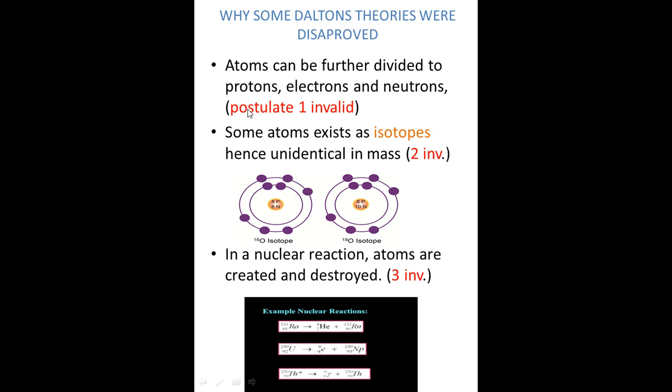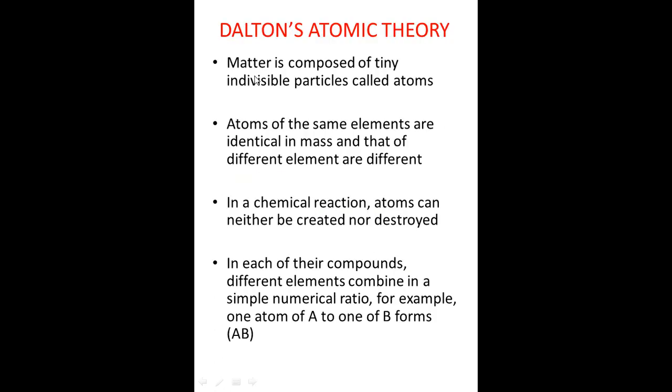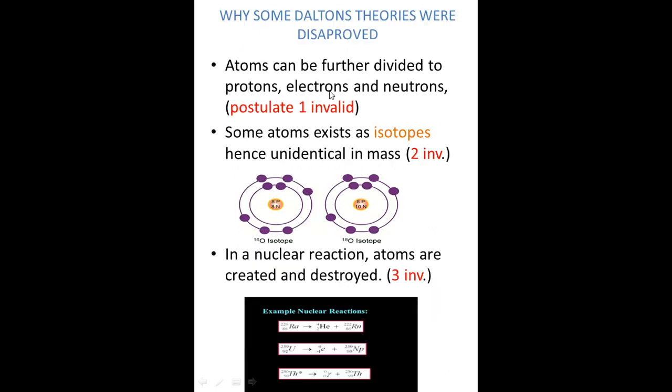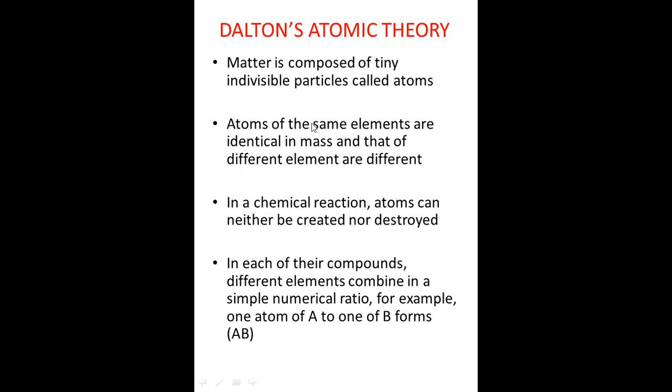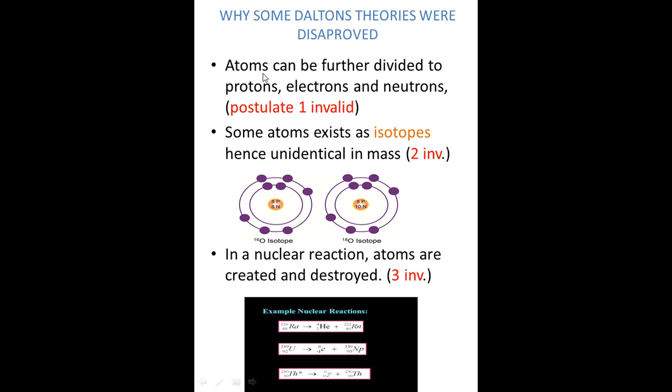Further discoveries showed that postulate 1 of Dalton, which states that matter is composed of tiny, indivisible particles called atoms, was not true because atoms can further be divided into protons, electrons, and neutrons. So if we take this structure of an atom, we can further divide the atomic structure into protons, neutrons, and even electrons, and even shells in an atom. So the first postulate that matter is composed of tiny indivisible particles called atoms was disproved because matter can further be divided into protons, electrons, and neutrons.